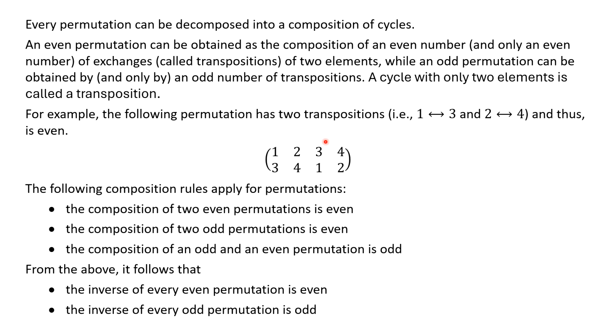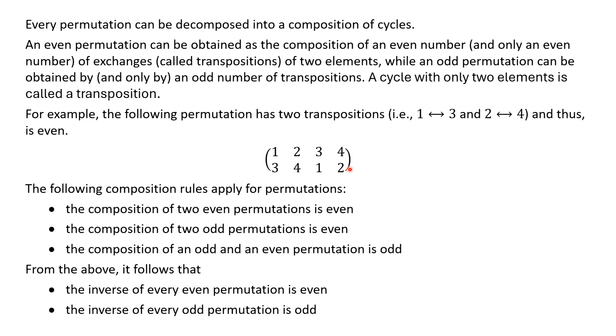So I have an example here where n is 4, and we have 1 to 3, 2 to 4, 3 to 1, 4 to 2. So we have two transpositions, two cycles of length 2, I should say. So this is an even permutation.